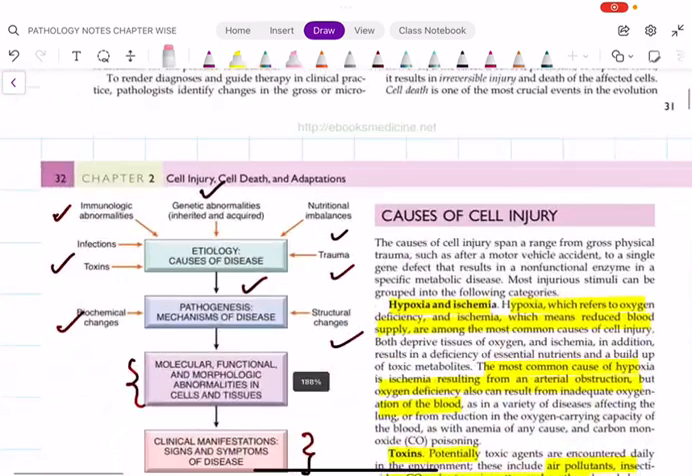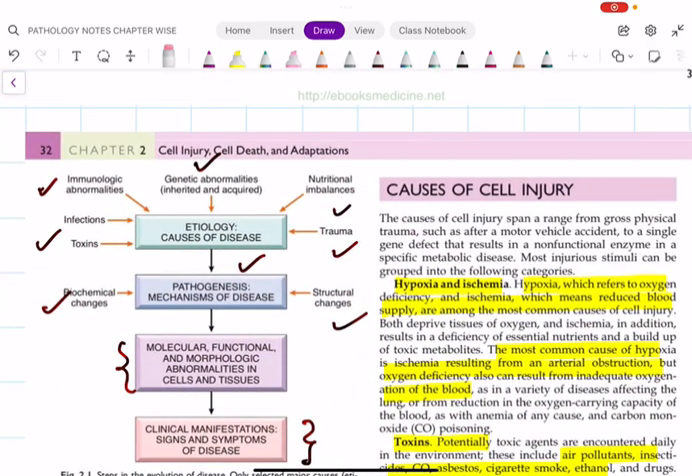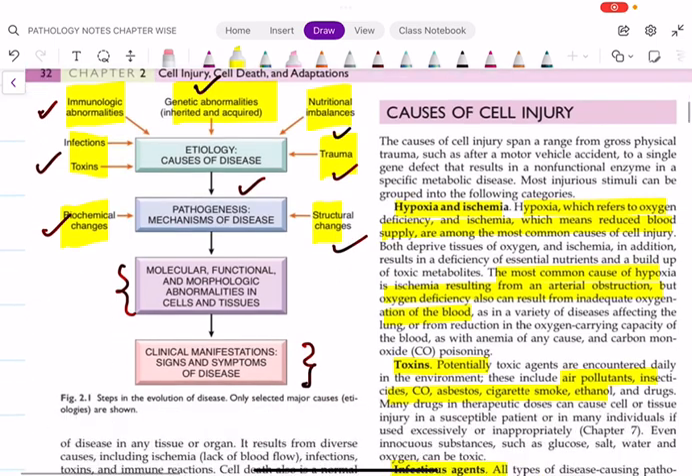So, what you can see in this picture: various genetic abnormalities, trauma, structural changes, biochemical changes, infections, toxins, immunological abnormality, all this will cause some etiology. This etiology will further cause some structural and biochemical changes in the cell or the organ. We call it the pathogenesis. Finally, it will lead to molecular, functional, and morphological abnormalities in the cells and tissue, and finally that is responsible for the clinical manifestation.